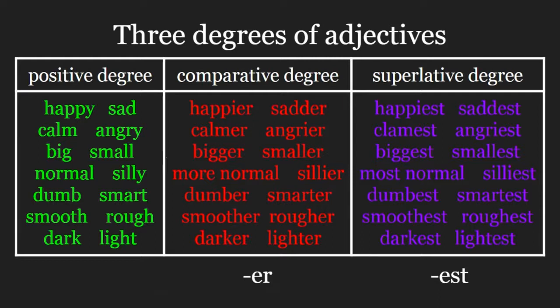Now, this third one, when we have more than two objects, is called the superlative. Hopefully this is something that you've heard before in English class. The superlative: the happiest, the saddest, the calmest, the angriest, the biggest, the smallest, etc. And again, if you look at these, you might notice that they mostly share something in common. There is one kind of standout here with the normal. Ironically enough, the normal one is the one that is not normal.